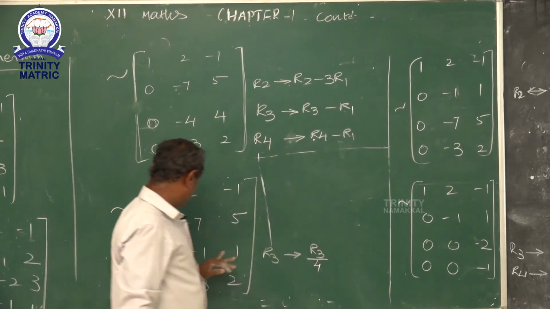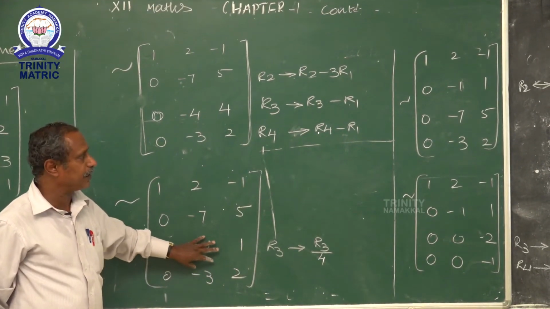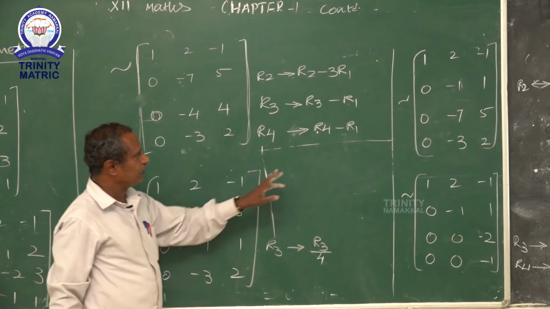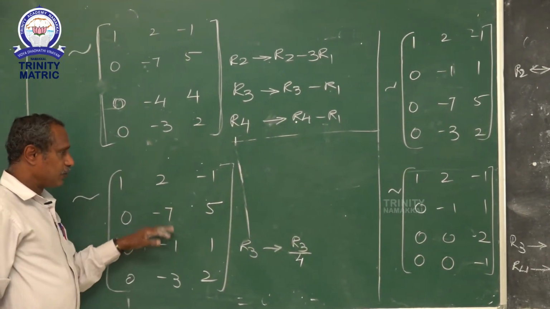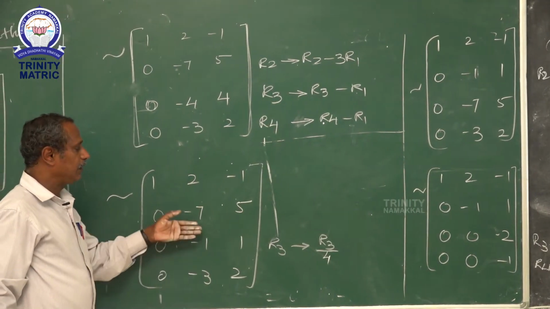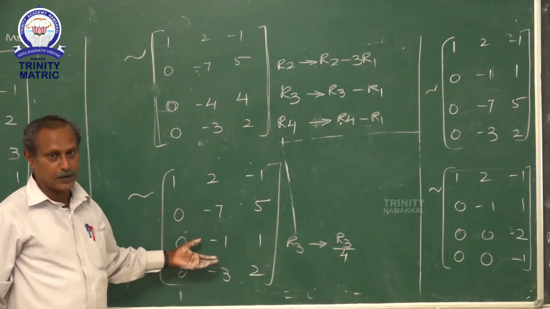Next, we want to make this 3 2 term, that entry, a 0. Already 7 is in that place, so it is very hard, we would have to multiply by 7 and then subtract, which will take more effort. That is why we are interchanging the rows, to make it convenient.